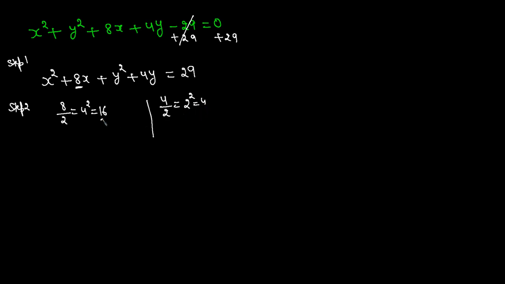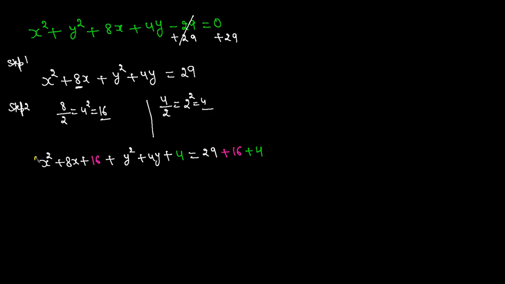Okay, so we're going to add this 16 and 4 on both sides. So let's do that. We get x squared plus 8x plus 16, and then plus y squared plus 4y plus 4, and it will be equal to 29. As we added 16 on the left-hand side, we need to add it on the right-hand side too to balance the equation, and same thing for the other. So 16 plus 4 is 20. If we add 20 on the left-hand side, we need to add 20 on the right-hand side too.